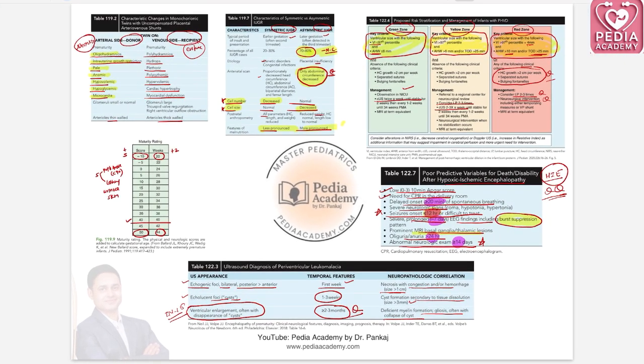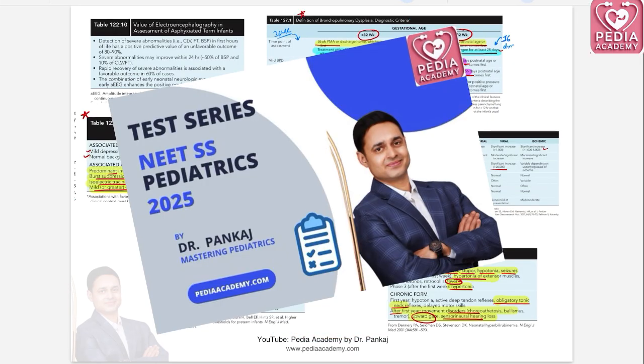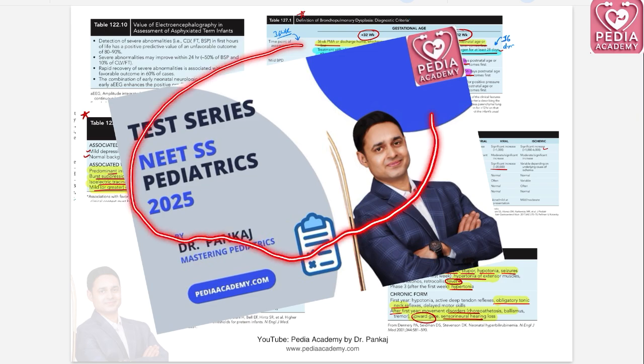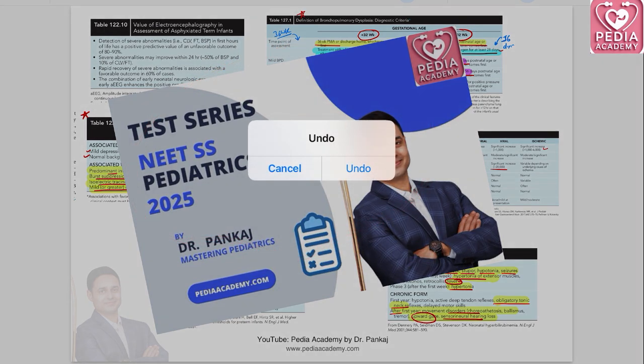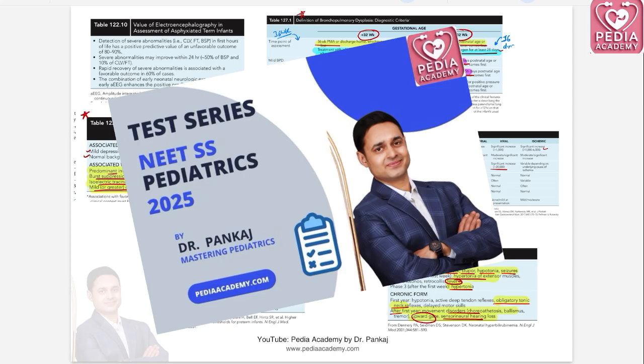Okay, so in this table we have discussed twin classification, asymmetric and symmetric IUGR, PVHD risk factors, and this Ballard scoring, and HIE poor prognostic factors, and periventricular leukomalacia ultrasonographic findings. So everything we are discussing so far is under the umbrella of the test series NEET SS Pediatric, which is available at pediacademy.com and also with the Android app.